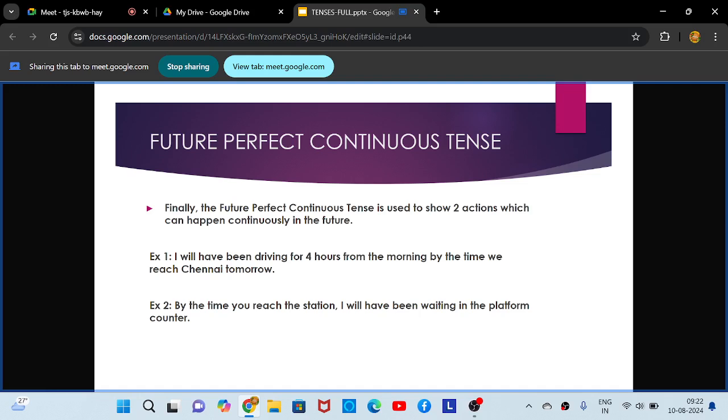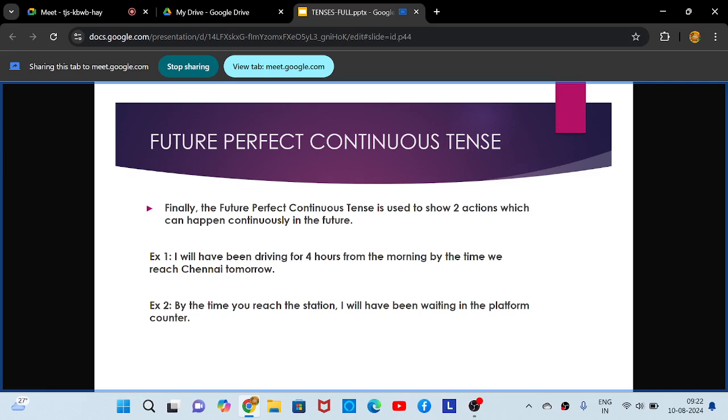By the time you reach the station, I will have been waiting in the platform counter. So what is actually given here is, you will be doing some action in the future, but what is happening, it would start in the past. It would continue and the main purpose will end only in the future. So before you reach the station, what will happen? I will reach the platform. Then I will wait there. Then once you reach, we will buy the platform ticket and I will leave and you will go.